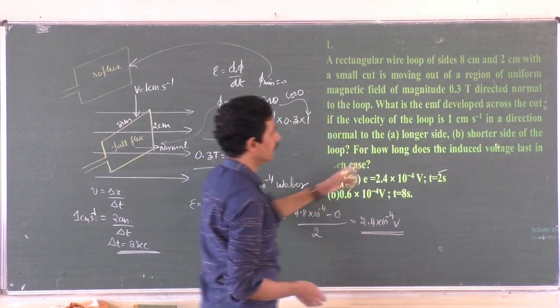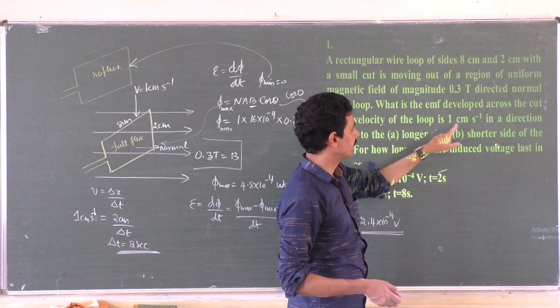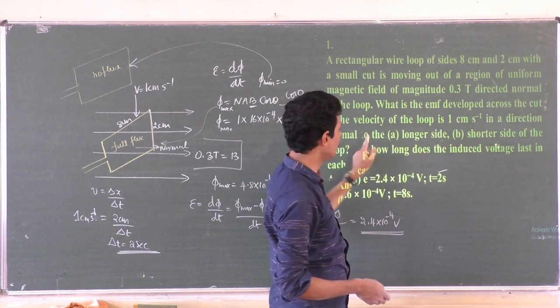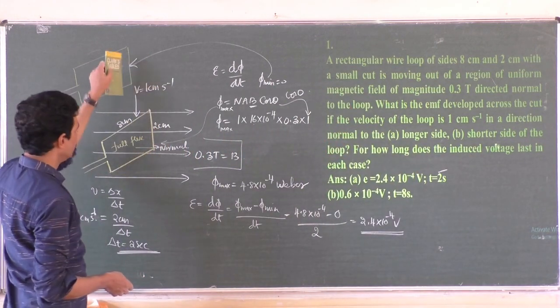Now second case, shorter side normal to the velocity. If the velocity of the loop is 1 centimeter per second in a direction normal to the shorter side, like this way you have to introduce this, like this way.